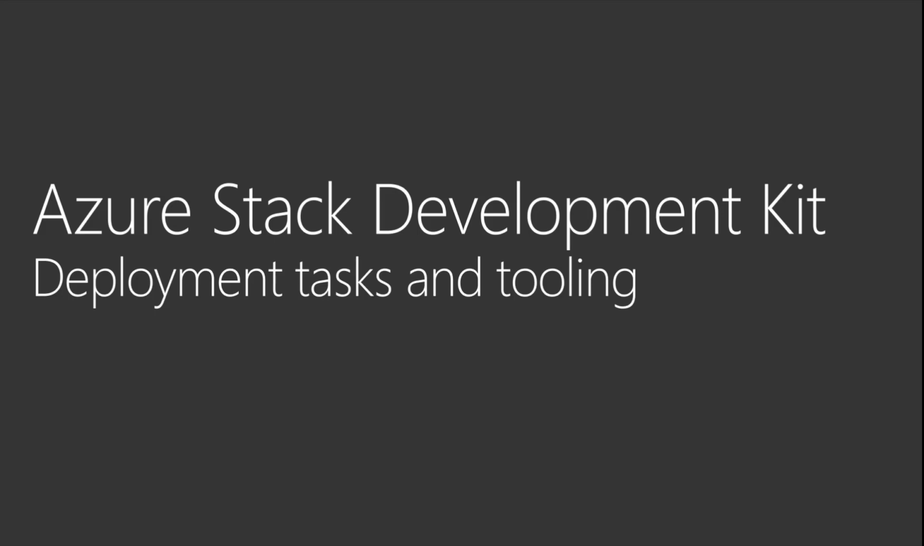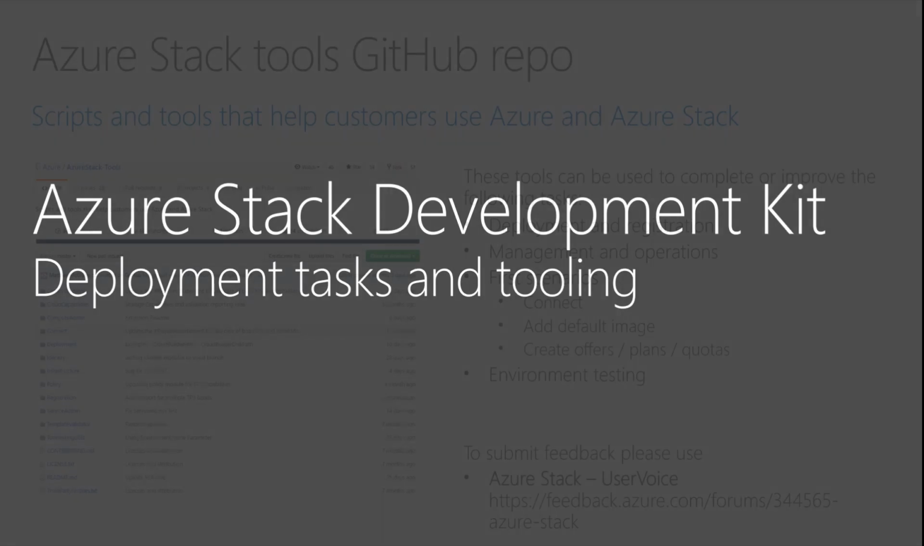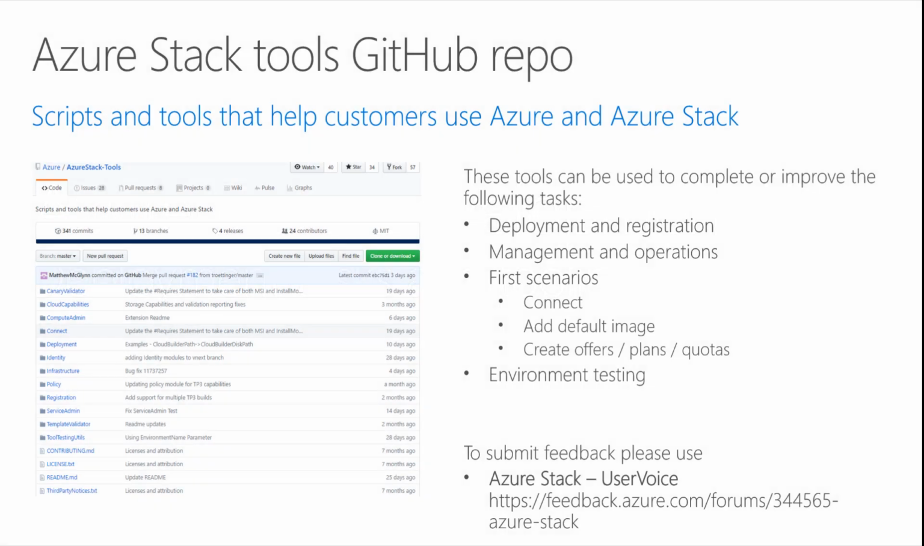Let's take a look at deployment tasks and tooling and see what else there is that we haven't talked about. This just shows the Azure Stack tools that we referenced, and lots of things in here. We've talked about different parts of these in different sessions on Azure Stack, but things like identity, policies, registration, compute, admin, connect. So these first scenarios on the right-hand side, in the middle, you see to connect, to add default images, create offers, plans, quotas. All these things can be done through these scripts.